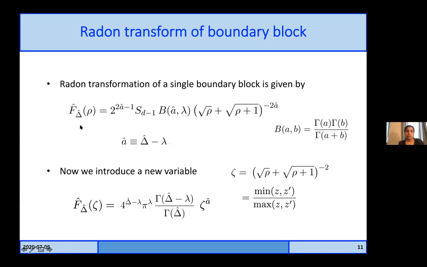So in terms of zeta, the Radon transform of the single boundary block of dimension delta hat looks like this. This is an exponent which depends on the boundary spectrum and space-time dimension. Does that answer your question, Leonardo? Yeah, no, I understand. Thanks. So the zeta dependence is in this power law form, and the prefactors are also entirely determined in terms of the dimension and the boundary spectrum.